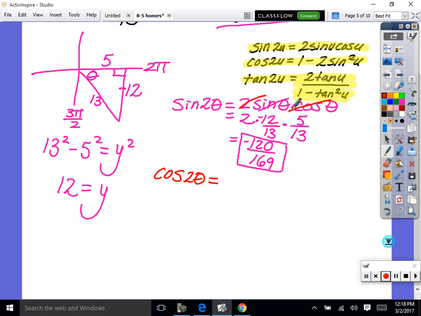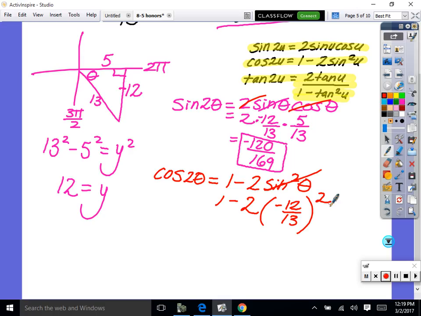So cosine of 2 theta, it's not 2 theta, it's just theta, so we've got to write it like this. That's 1 minus 2 sine squared of theta. So now it's just algebra, literally. 1 minus 2, and then sine of theta is opposite over hypotenuse, so sine squared theta is negative 12 over 13 squared. You'll just do this in your calculator, and our simplified fraction is negative 119 over 169. So it's just algebra once you've gotten it in terms of just theta instead of 2 theta.